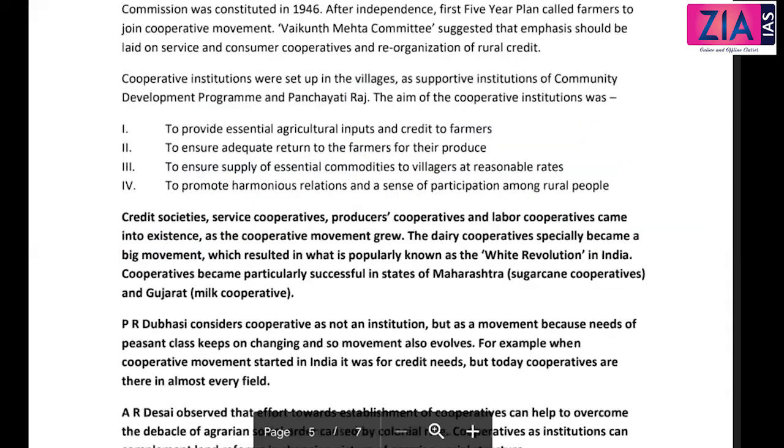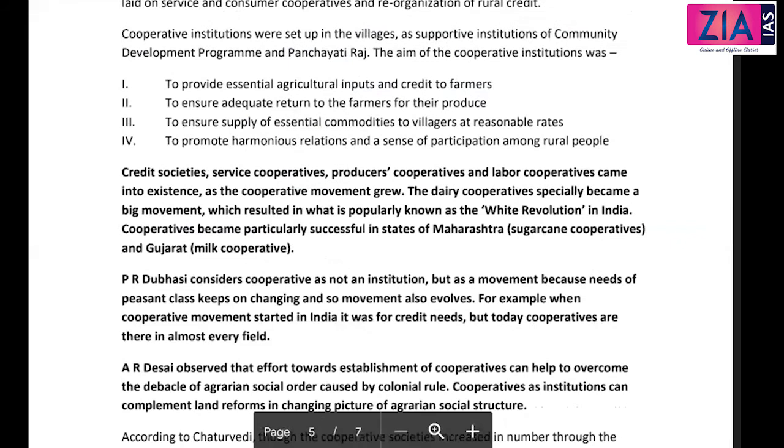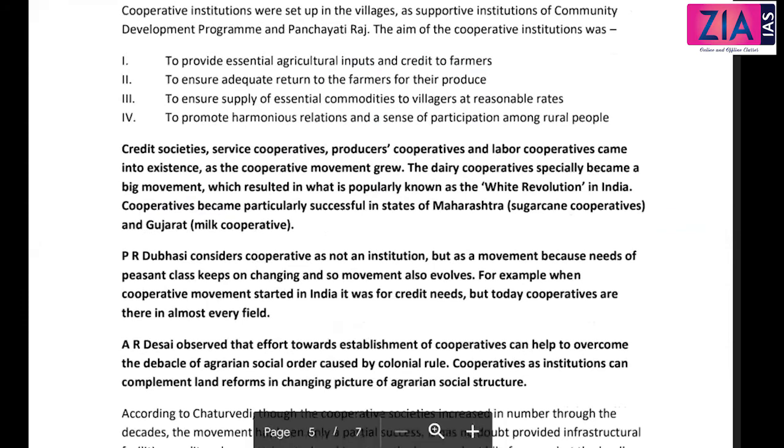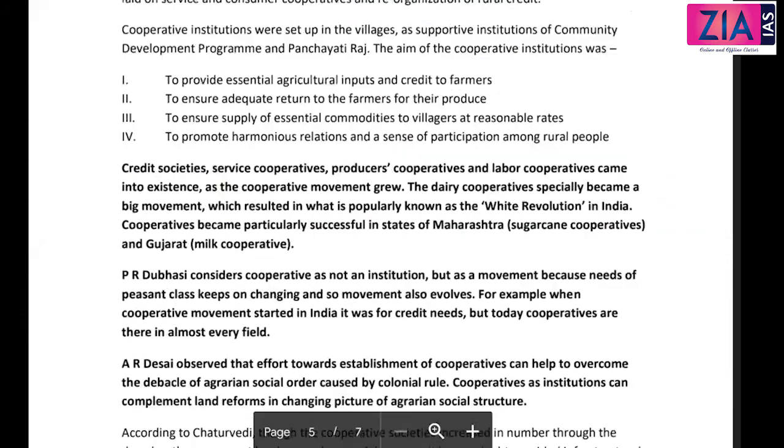Cooperative institutions were set up in the villages as supportive institutions of the community development program and Panchayati Raj. The aim of these cooperative institutions is to provide essential agricultural inputs and credit to farmers. So this is going to help the farmers ensure adequate return for their produce.